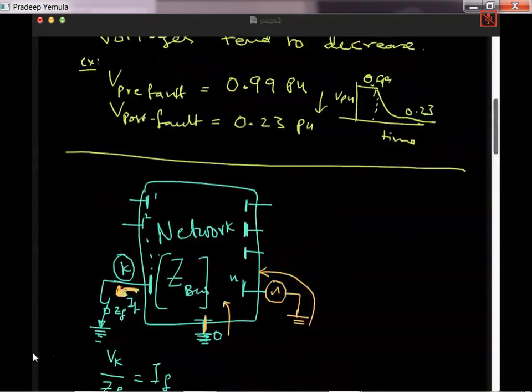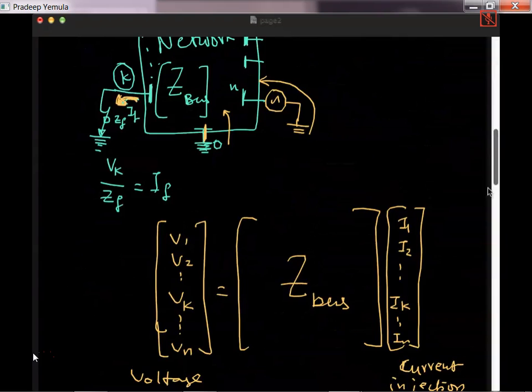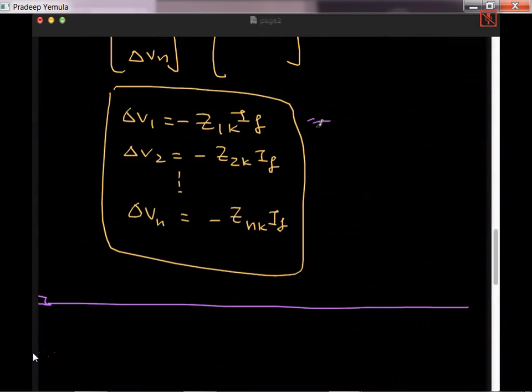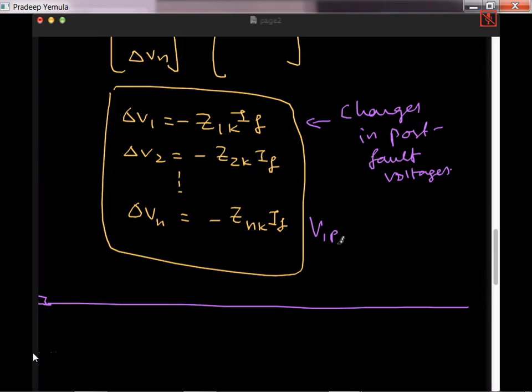So this is the derivation. What I have done is find the changes in post-fault voltages. In other words, what is V1 then? V1 post-fault will be equal to V1 plus delta V1. This V1 is pre-fault. Whatever was the pre-fault one, I have to add this delta to it.